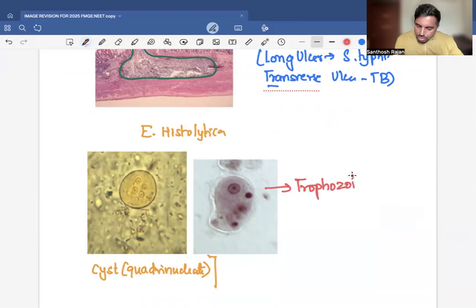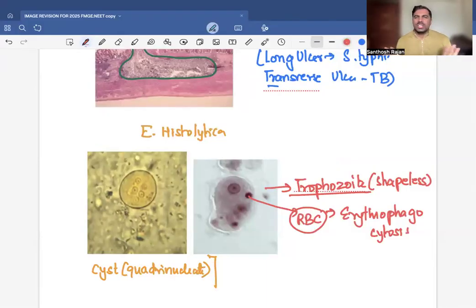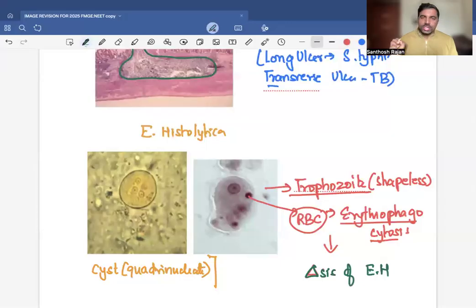So what do you see in the trophozoite? The most important thing is you should see the RBCs inside. That's what we call erythrophagocytosis. This trophozoite first of all doesn't have any shape, it's shapeless. Then you see a cartwheel-like nucleus, chromatin material, not interesting for us. You should see a red-colored RBC, which is erythrophagocytosis. That is the definite diagnosis of Entamoeba histolytica. You can expect one question from there. Of course, the patient will have a history of amoebic dysentery.